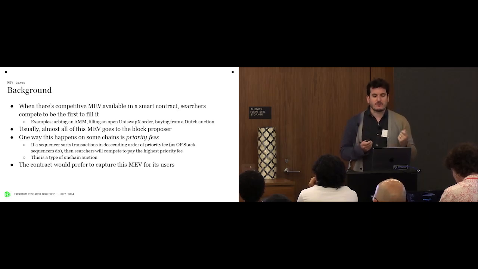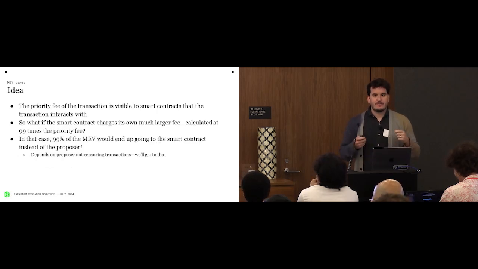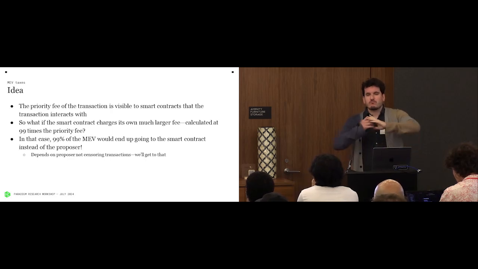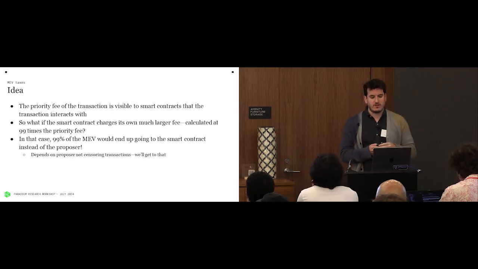But the contract would rather have this MEV for itself rather than giving it to the block proposer. So how can we implement that? The idea of MEV taxes is that a smart contract can actually look at that priority fee. They can look at what the transaction is paying to the block proposer, and they can charge a fee proportional to that. So what if we just charge a really huge fee relative to the priority fee, say 99 times the priority fee? Well, what actually happens is that means that 99% of the MEV that would otherwise have gone to the proposer ends up going to the smart contract.